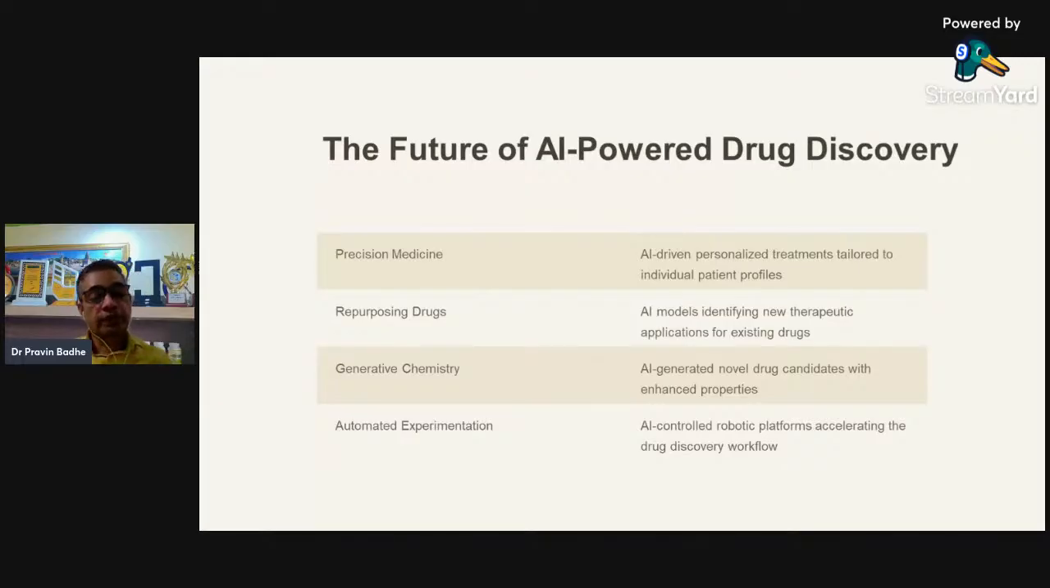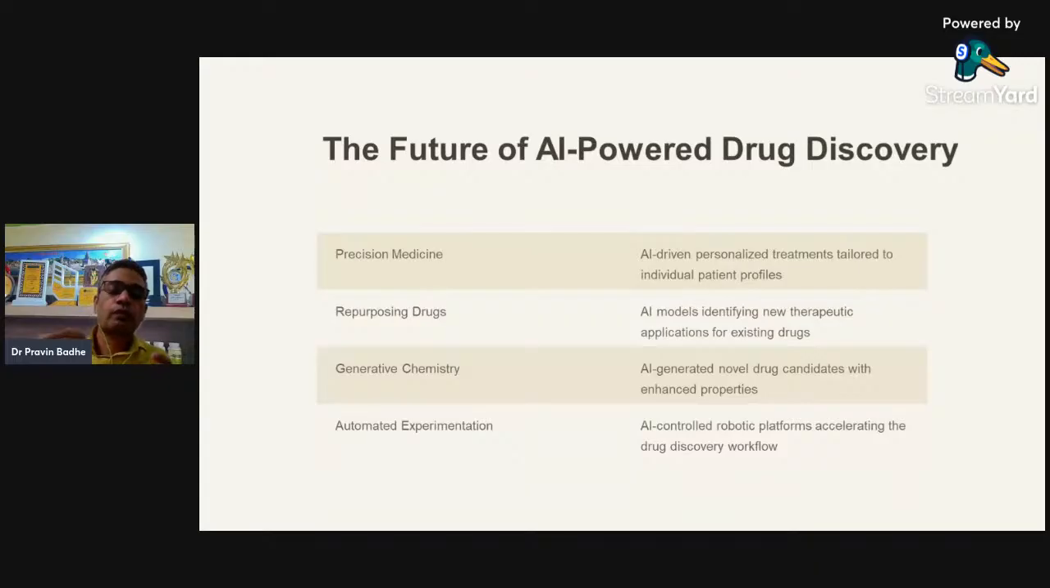Automating experimentation is another thing, where robot platforms are already being created. There are also robots which are doing surgeries. So that is already happening.